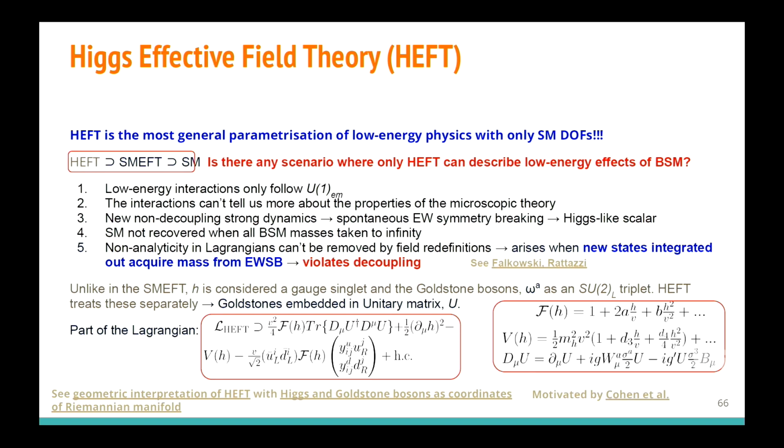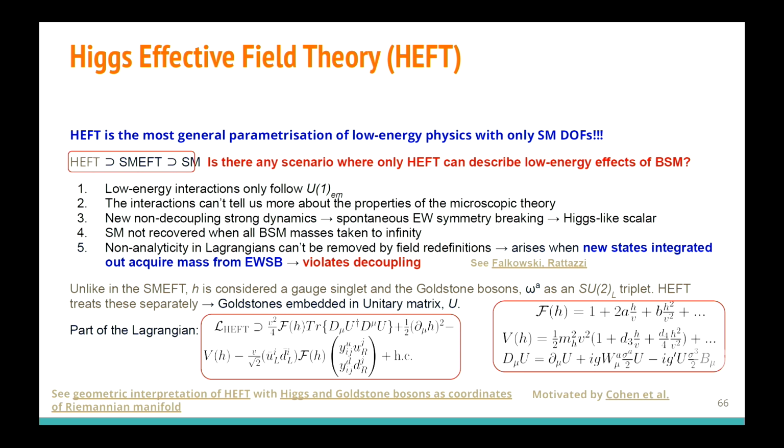So the low energy interactions will now only follow the U1 EM, not the SU3C cross U1. The interactions will not be able to tell us more about the properties of the microscopic theory. So if we have some new non-decoupling strong dynamics, even if you send the mass to infinity, it doesn't decouple, because there is some relation, like it still gives mass. If I take the scale to very high values, it still completely doesn't decouple.